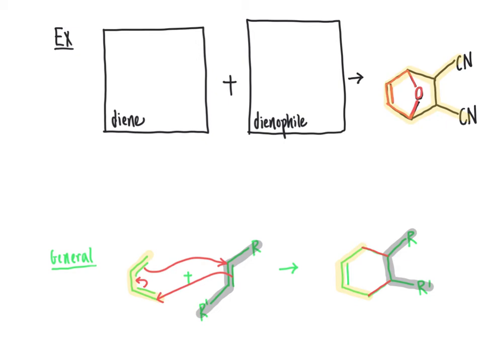Now, comparing the structure of the generic Diels Alder product to the specific one up here, we see a shared 6-membered ring with an alkene group in it. And we have to relate that back to what our starting structures would be here.